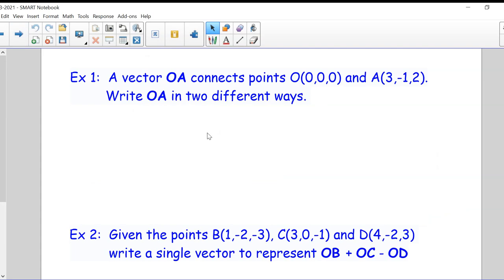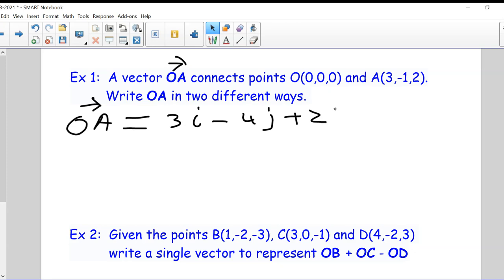All right. So vector OA connects the point 0, 0, 0, the origin, and the point 3, minus 1, 2. Write OA in 2 different ways. So one way that we could write the vector OA is to write it as the sum of 3 vectors. And it's exactly what you think I'm saying. It could be 3i minus 4j plus 2k. So let me take you back again.